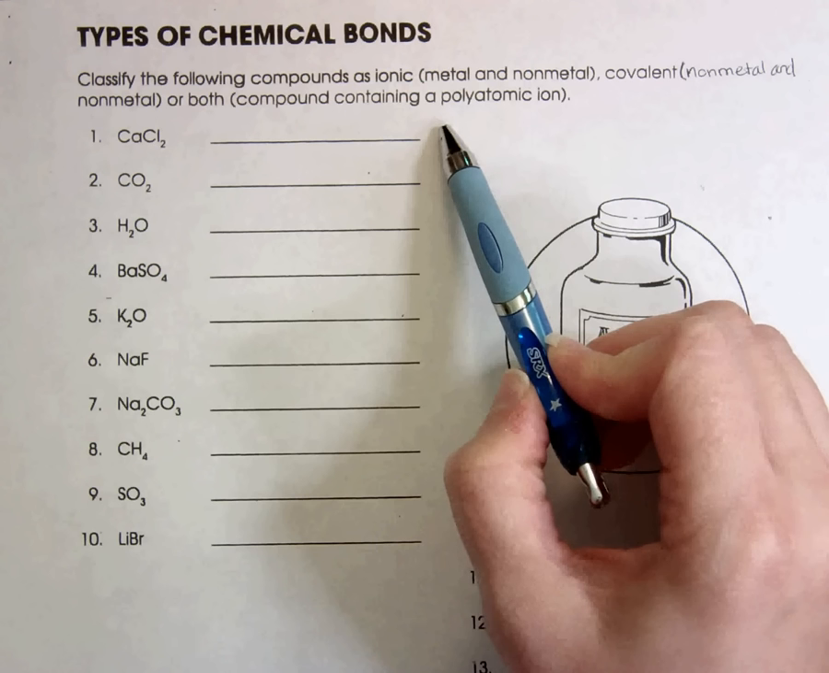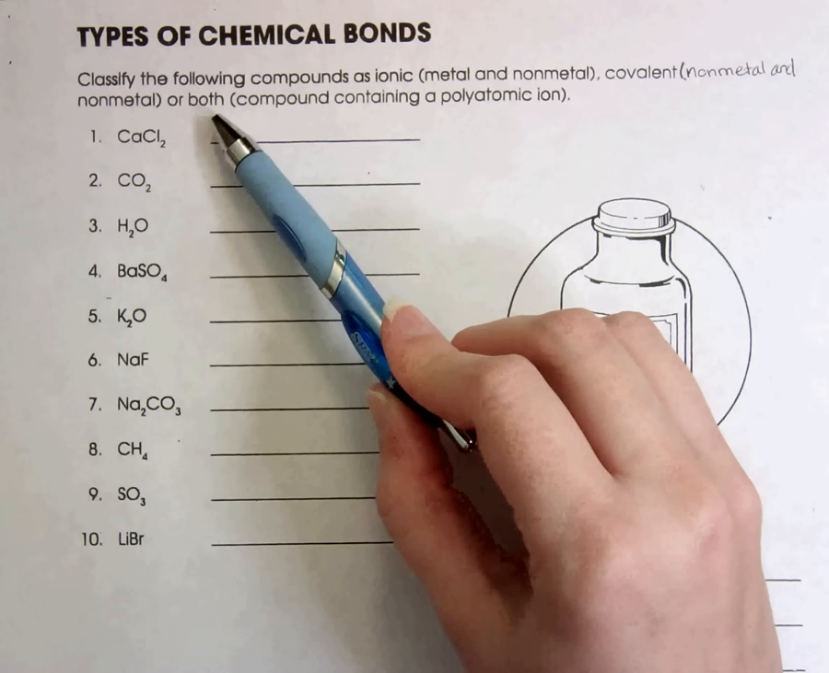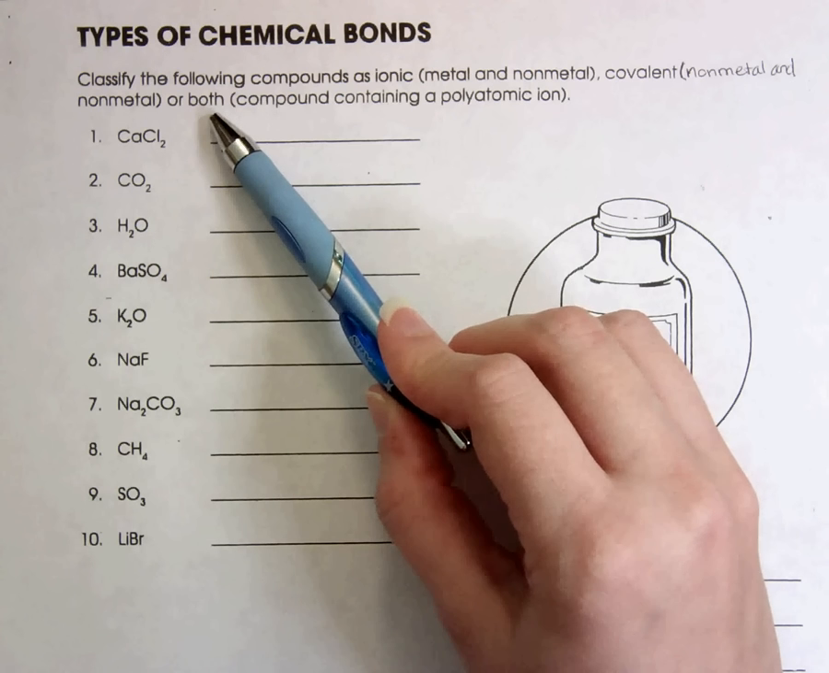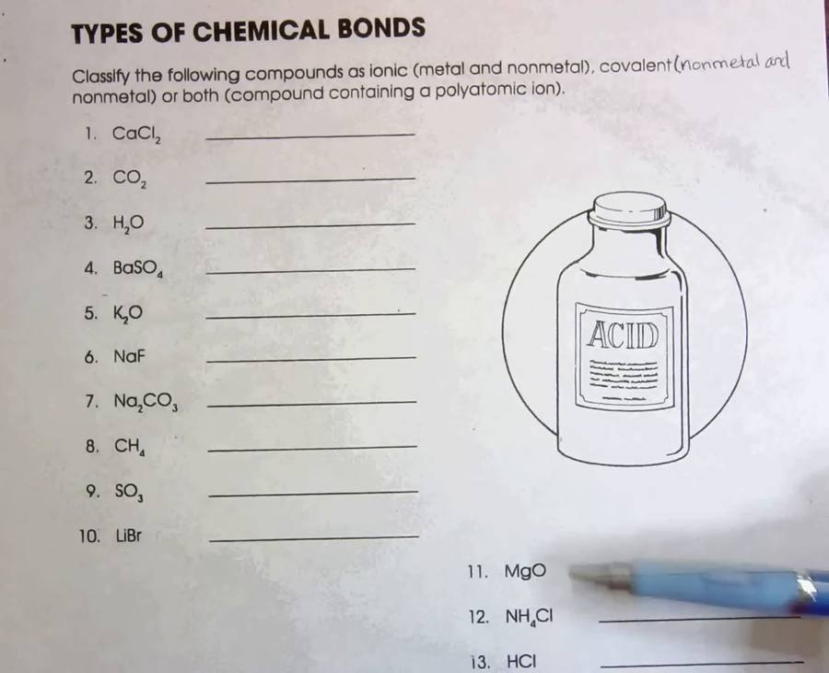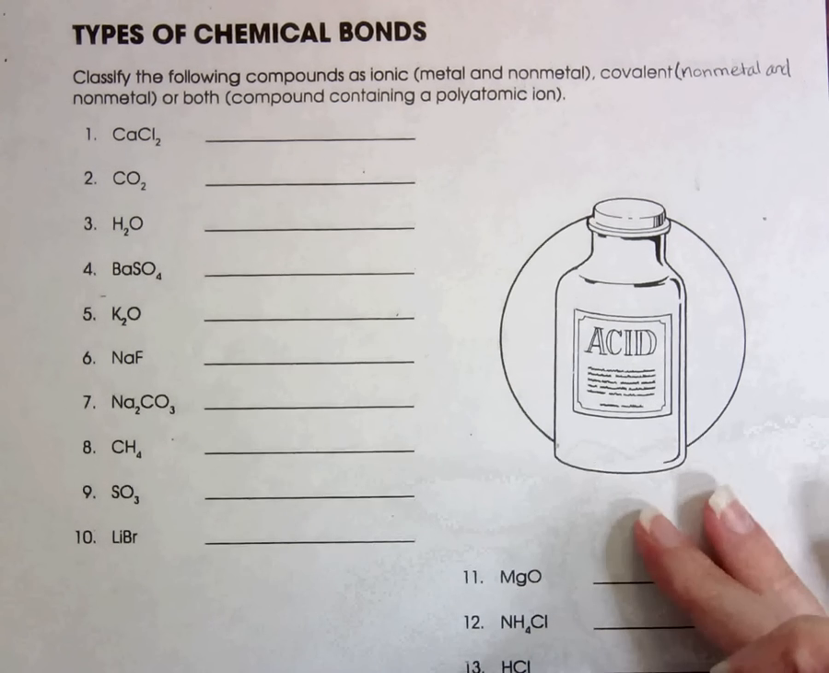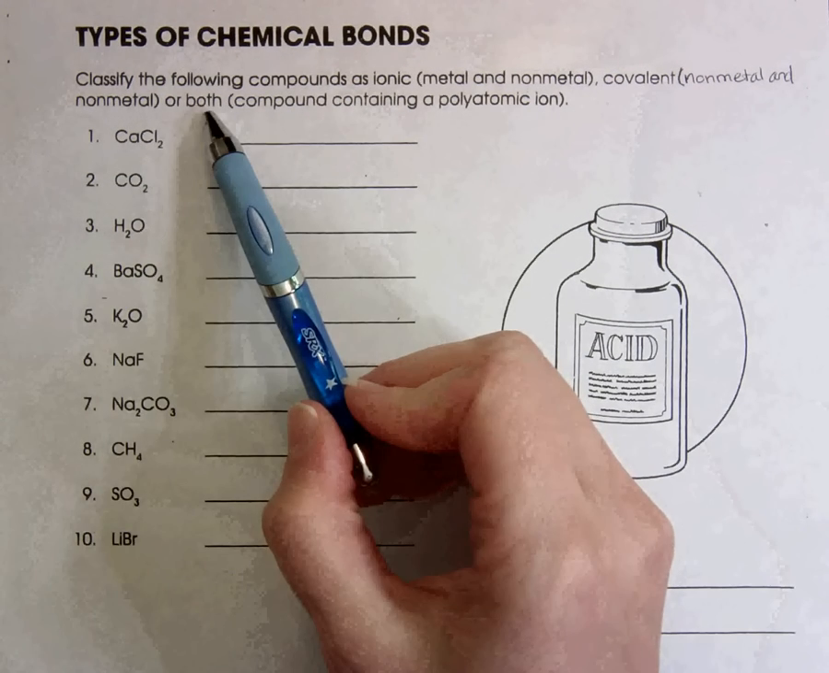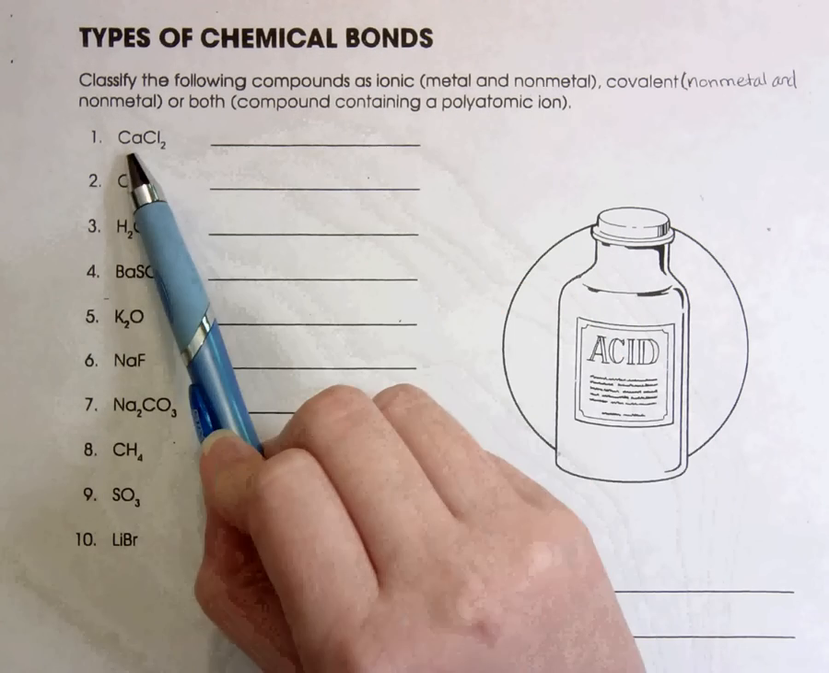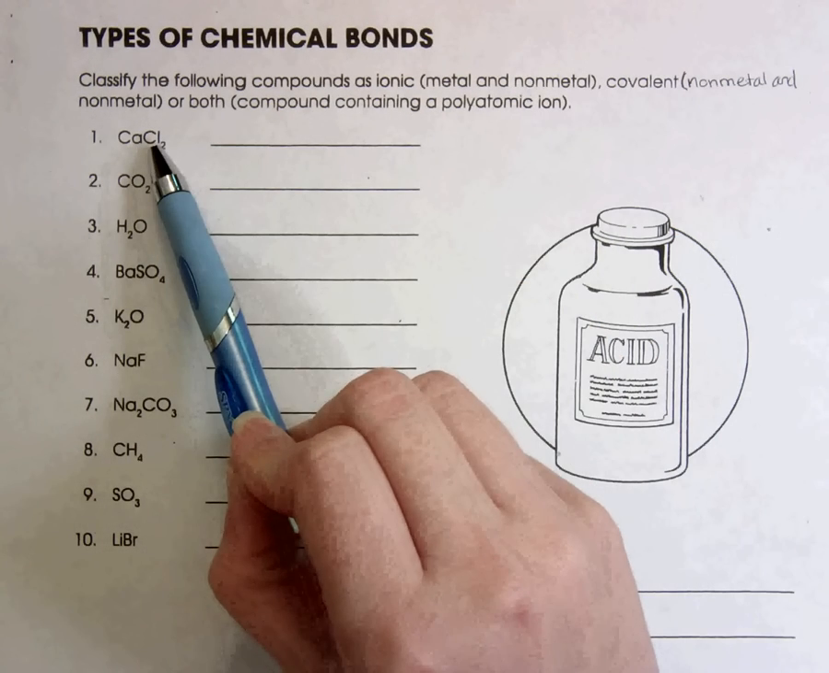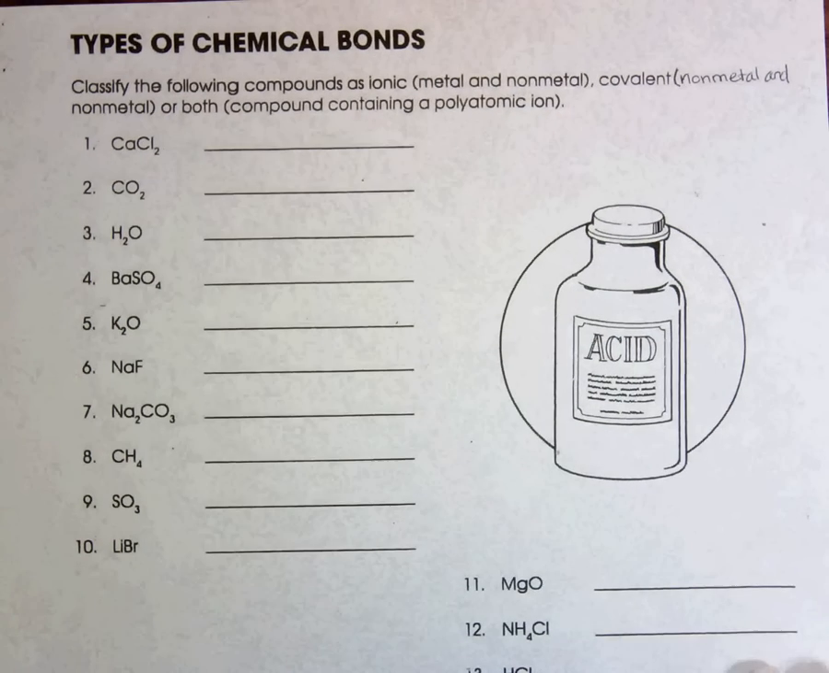If it has more than 2 elements, then it has to be both, because there will be one ionic bond and one or more covalent bonds involved. So make sure that if you find one of these, or these down here, that have more than 2 element symbols in them, it's automatically going to be both. Ionic or covalent: look at the 2 element symbols, if there are only 2, and determine, do you have 2 nonmetals or a metal and a nonmetal.